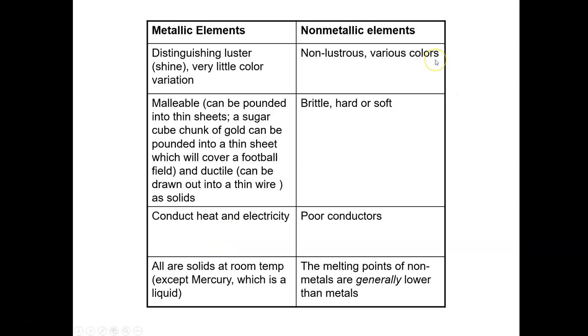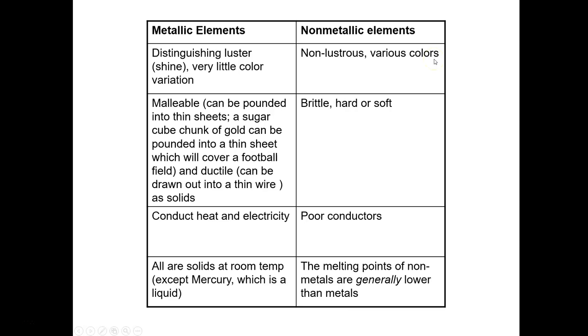The nonmetals are essentially the opposite. Metals had a shininess to them. Nonmetals basically don't. We call them non-lustrous. They're dull. They don't really have much of a shine to them. Whereas metals didn't come in a lot of colors, nonmetals come in a lot of colors.